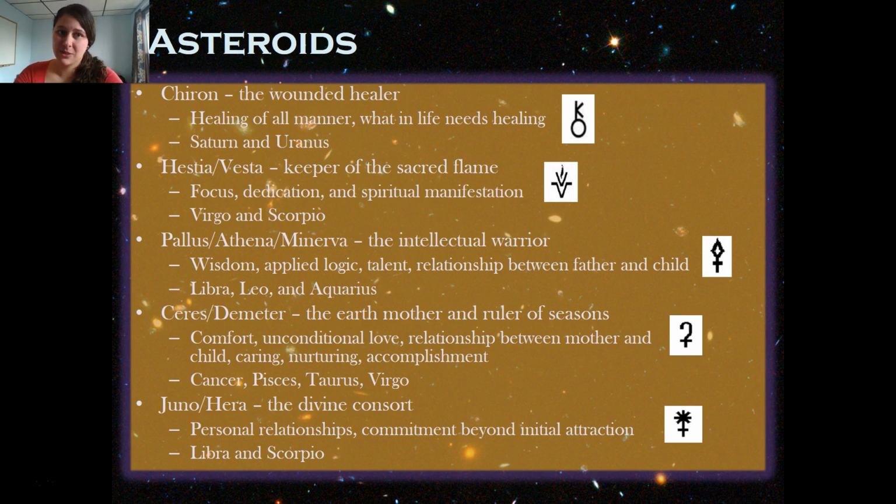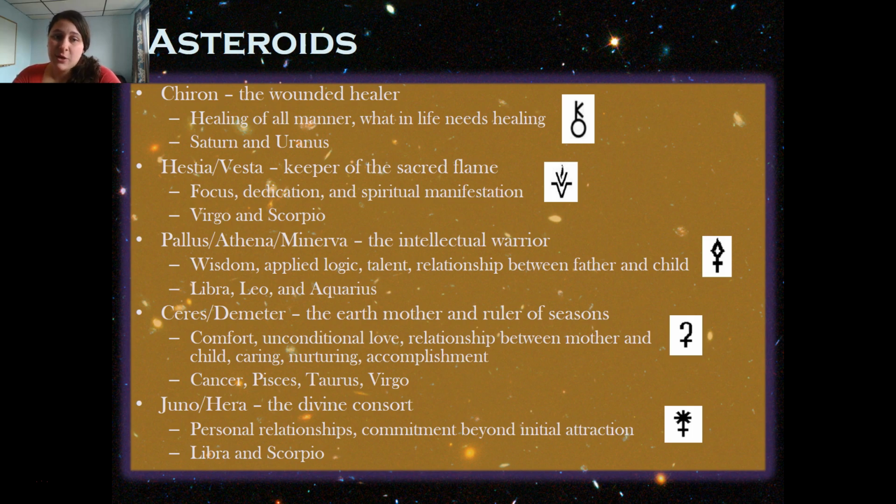Okay, Chiron's the wounded healer. So supposedly wherever Chiron is placed in your chart will reflect what in your life needs healing or what you need to work on in order to become whole. With Vesta, and the reason why these all have slashes is because they're Greco-Roman, so they have multiple names depending on what language tree you're looking at. So Vesta is the keeper of the sacred flame, represents focus, dedication, spiritual manifestation, like the best way that you manifest your spiritual goals specifically. So think of the fifth house, it's similar energy, maybe to that, but for spirituality.